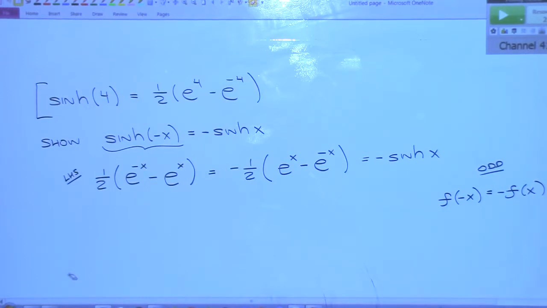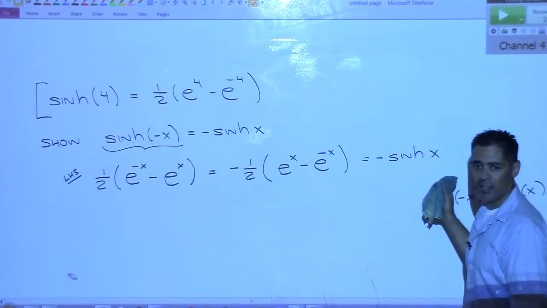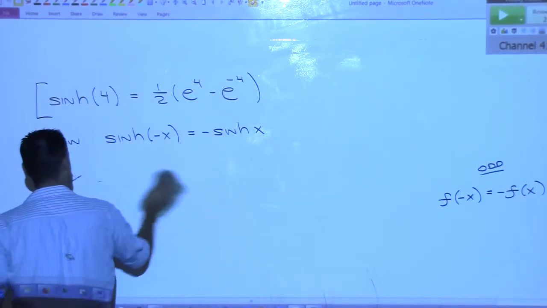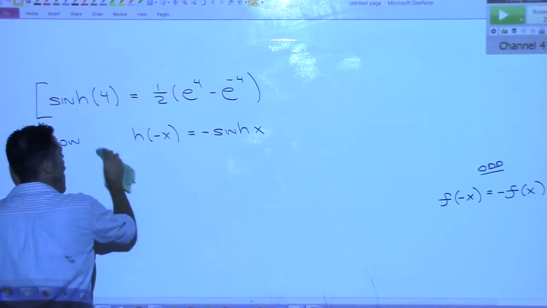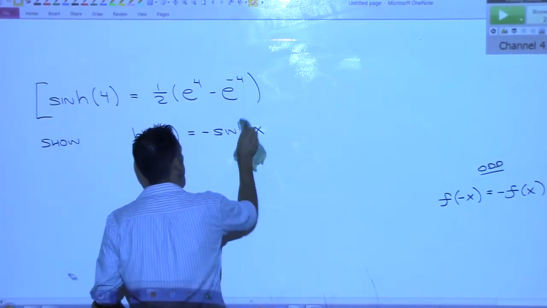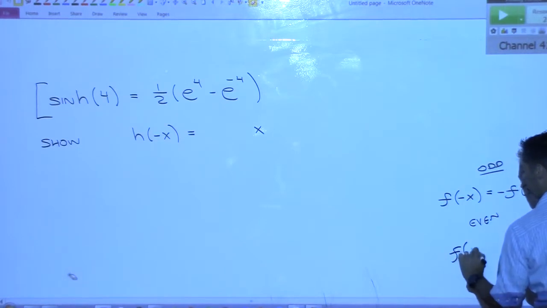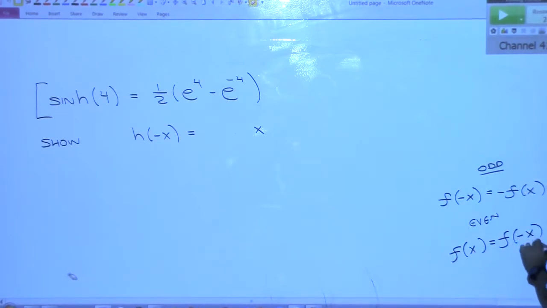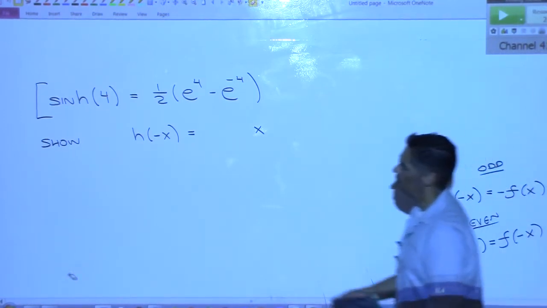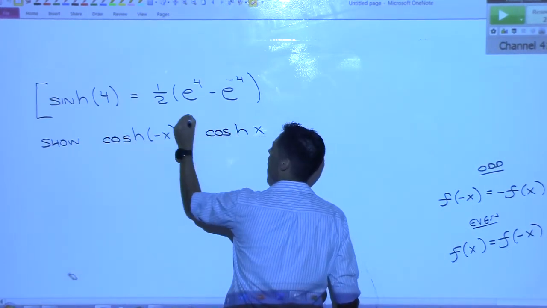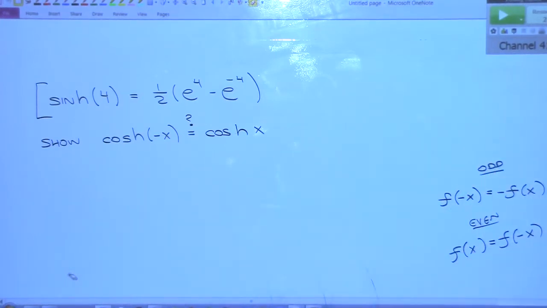Do you think the hyperbolic cosine is even? Maybe? Should we check? Let's see if it is. What does it mean to be even? Even function means if you plug in negative or positive, you get the same answer. So that was what it means to be even. So is this true? Is cosine hyperbolic of negative x equal to cosine hyperbolic of x? And I'm going to leave a question mark because we're not sure yet, right?